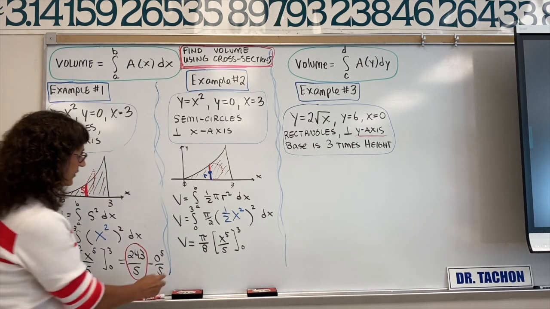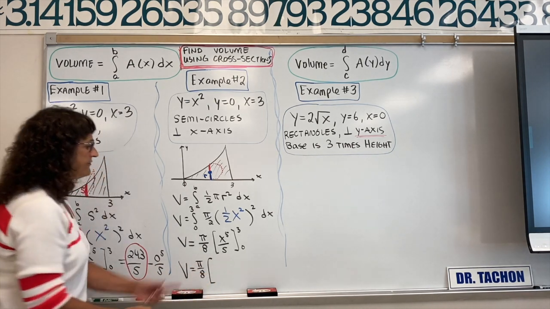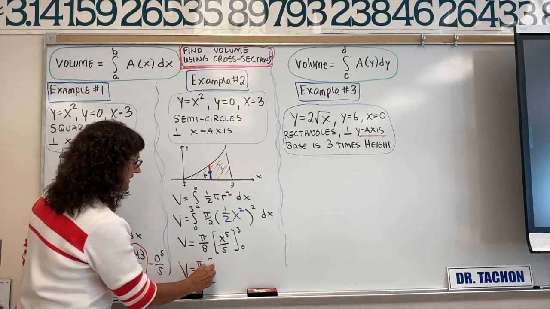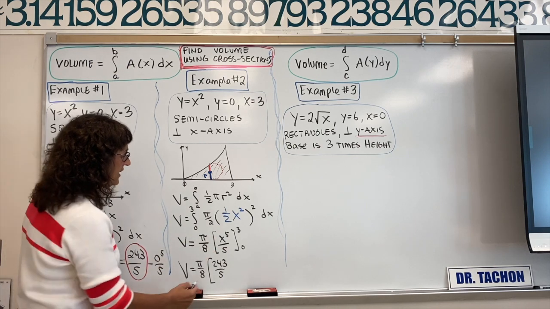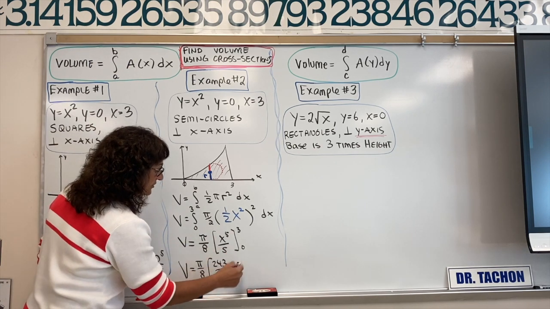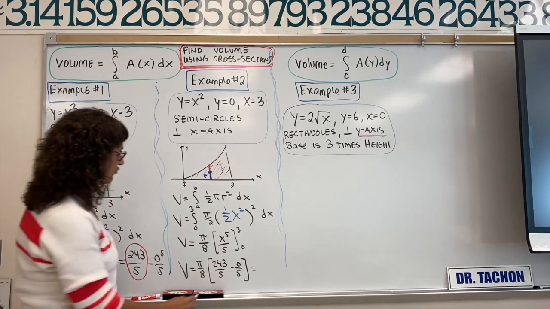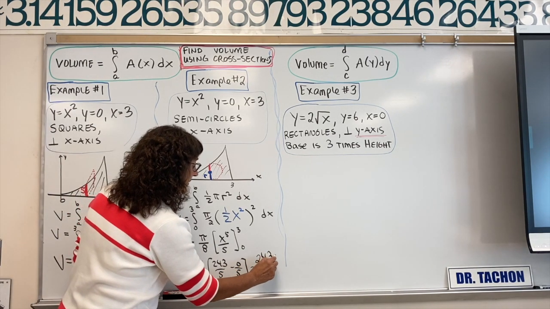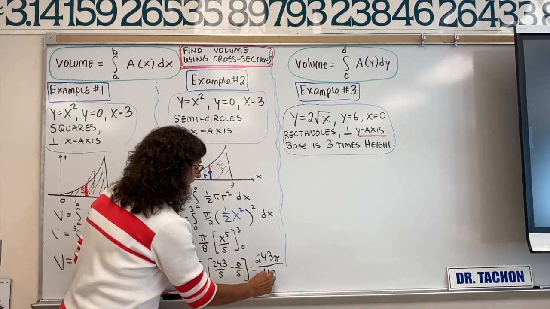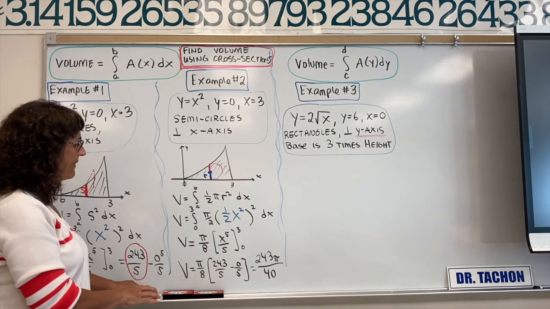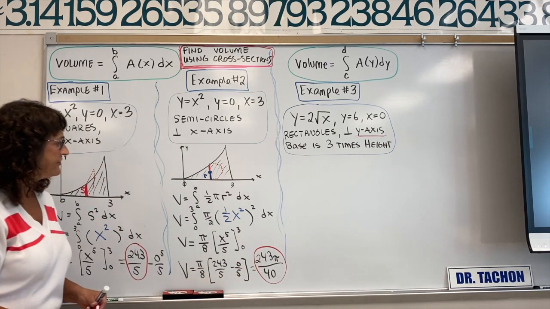So what do we have for our volume here? We have pi over 8. And then when we evaluate x to the 5th over 5 from 0 to 3, you're going to have 243 over 5 when you plug in. So 3 to the 5th power is 243 over 5, minus 0 to the 5th, which is 0 over 5. So when you compute this, what do we have here? 243 times pi is what's in the numerator, and the denominator is 8 times 5, so we have 40 in the denominator. 243 pi over 40 for this answer here.